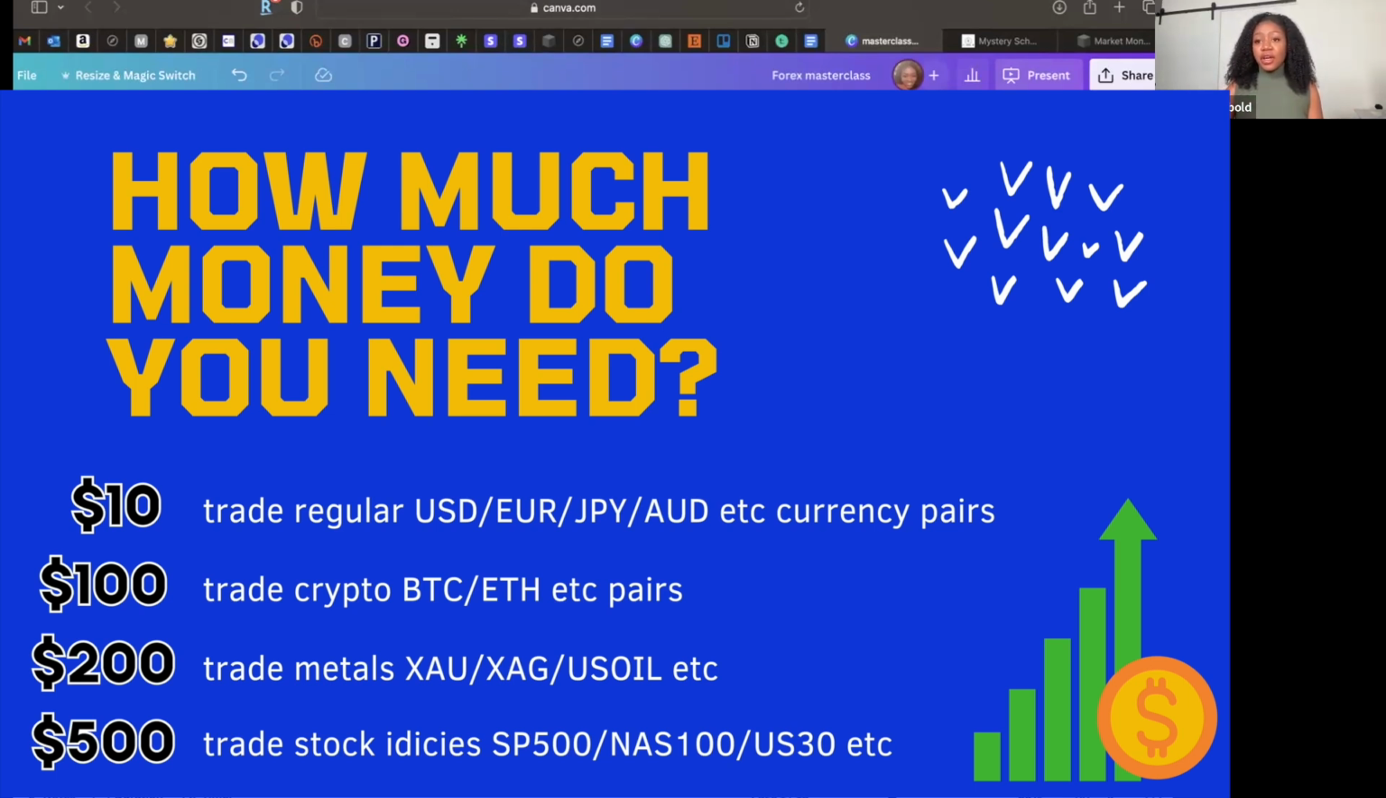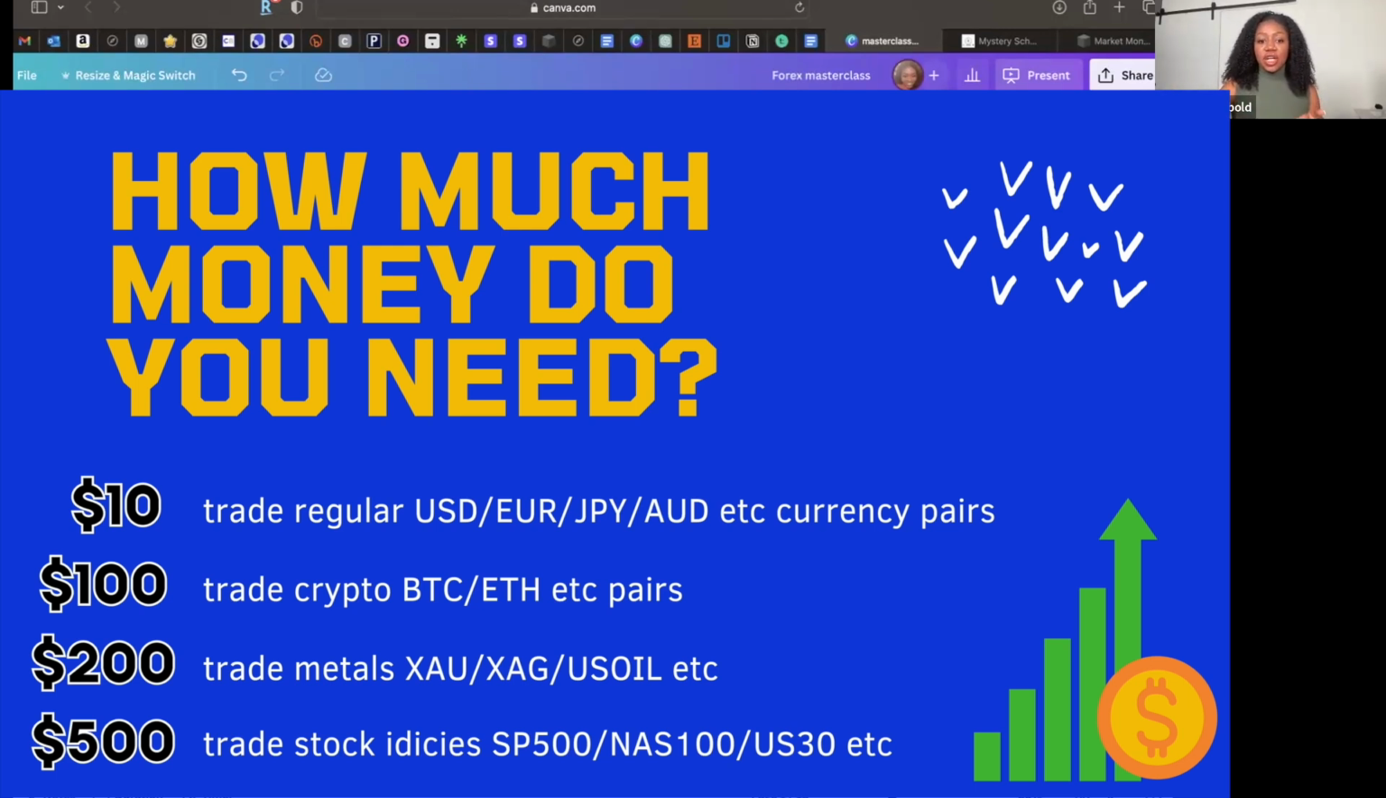And then $500 and up is what you're going to need if you want to start trading the stock indices, which is where the big money is made, but you also need a lot of money to get even a small lot size. And that's going to be the S&P 500, the NASDAQ 100, and US 30. So those are the big stock indices that you can start trading when you have at least $500 in your account. With my broker, they also have the mini version.